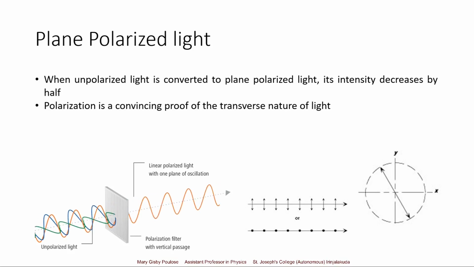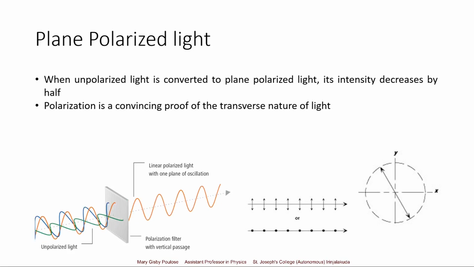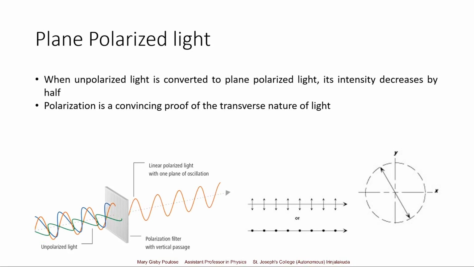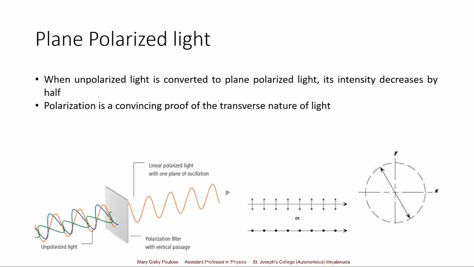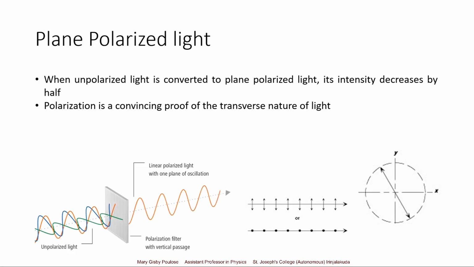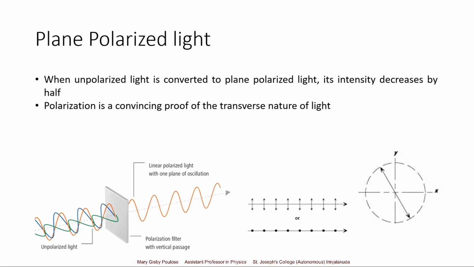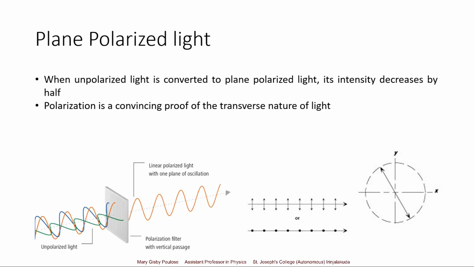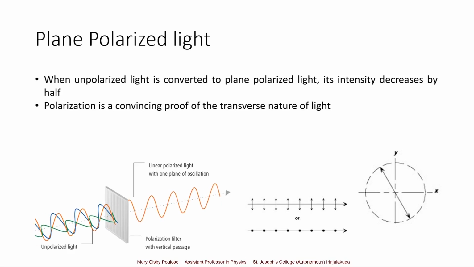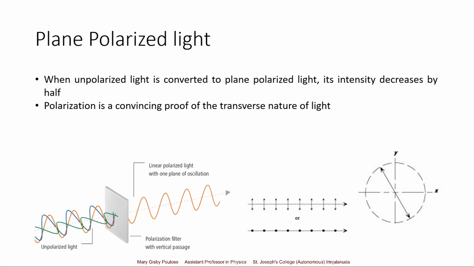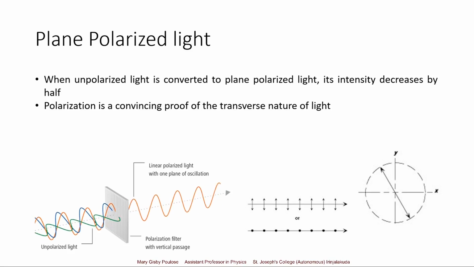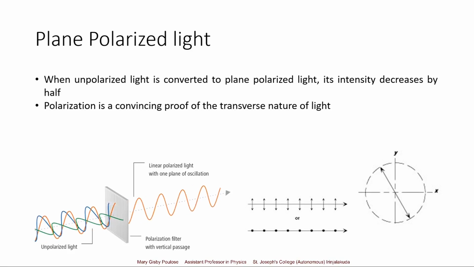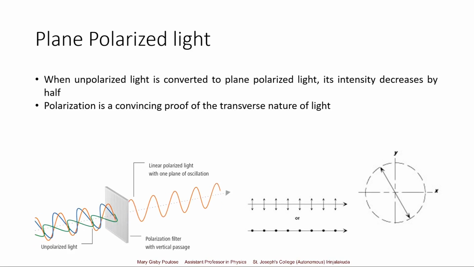And polarization is a convincing proof of transverse nature of light. Now, in transverse nature of light, we define that field vectors are vibrating perpendicular to the beam direction, right? Only because of this difference are we able to confine the electric field vectors into one plane. If light was a longitudinal wave, its oscillations would be along the beam direction, and hence we wouldn't be able to confine the different electric field vectors. So by polarization, we have proved that light is a transverse wave.